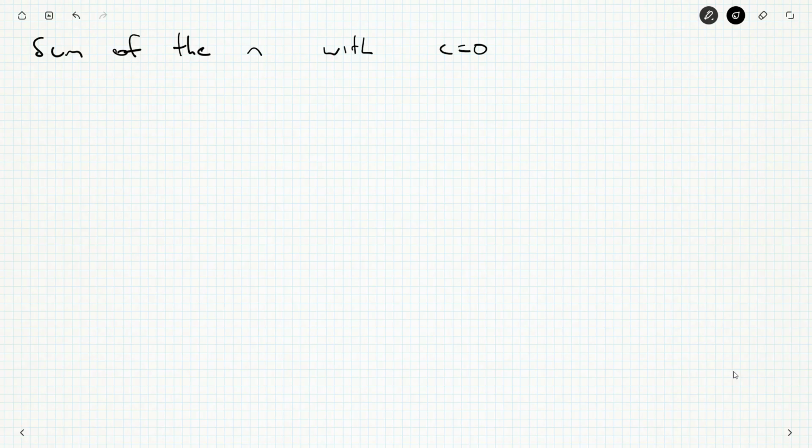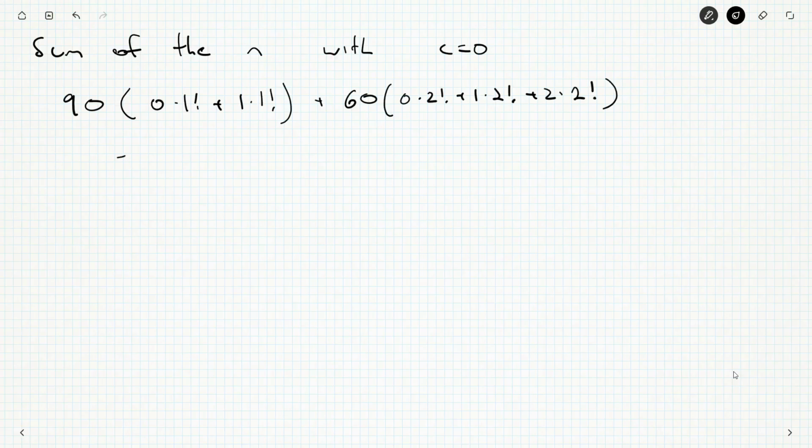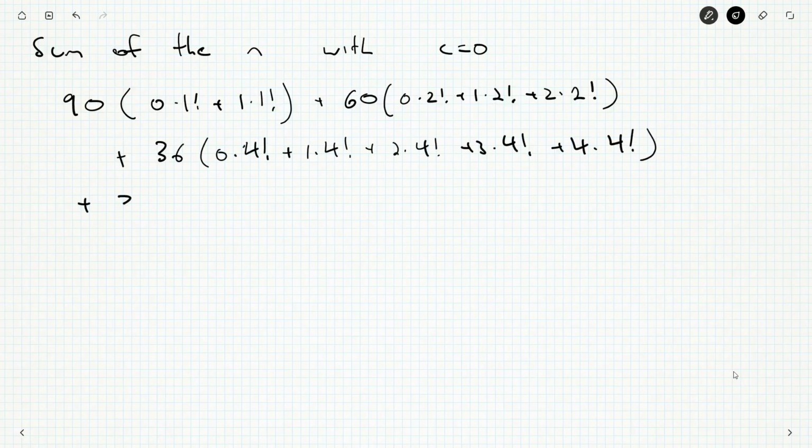Okay, so we have the sum of the n's. With C as 0, we're never going to add up any of the 3 factorials, but we'll get 90 0 times 1 factorials and 1 times 1 factorials. Okay, 90 for each possibility. We'll get 60 0 times 2 factorials. And yeah, I know you could drop the 0 factorials, but I'm just trying to make it connect to what I had just written down for them. And we've got one more to go. 30 and then we'll just simplify this.